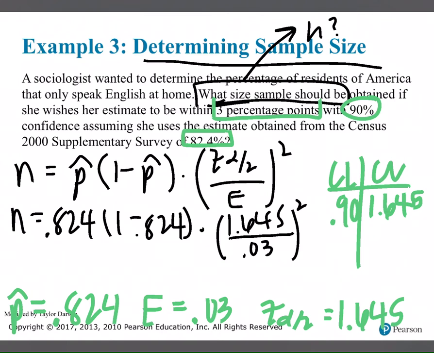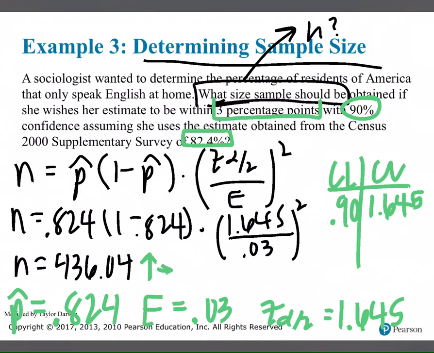Plug this in your calculator. I should get 436.04. You always round up. I know that's weird because it's 0.04 and you want to round down, but you always want to overestimate sample size.